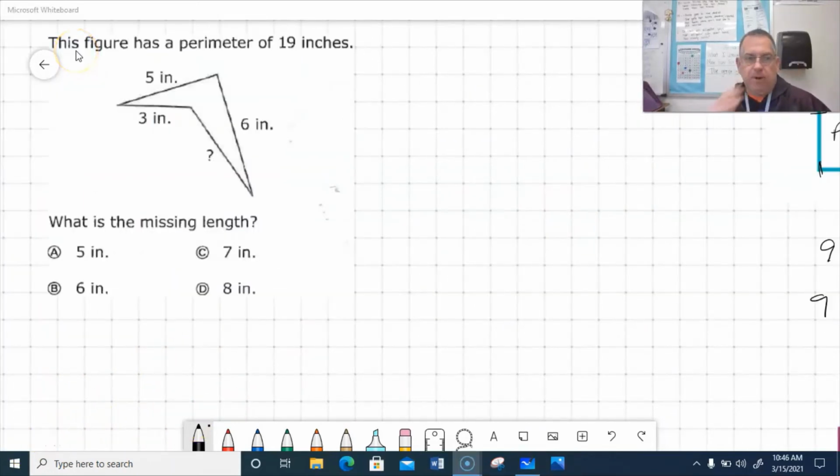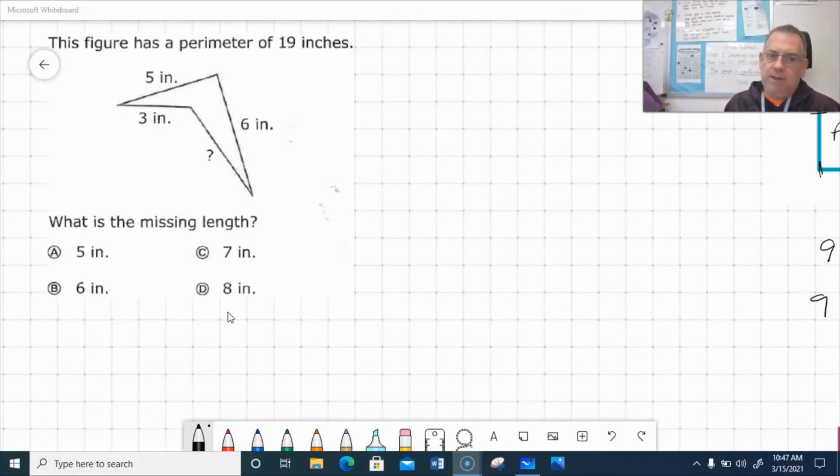Okay, we'll work on a guided practice problem here. Follow along as I read. It says this figure has a perimeter of 19 inches. So the distance around it is 19 inches. And what is the missing length? We have a missing length right here, and we need to figure out what that missing length is. Is it 5 inches, 6 inches, 7 inches, or 8 inches? Okay, let's see if that's right.